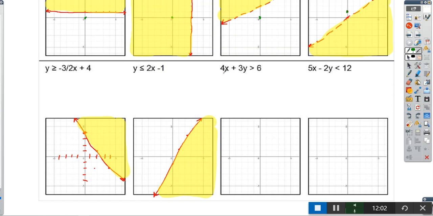So let's do that. The first thing I'm going to do is subtract 4x from both sides. So when I subtract 4x from both sides, I will get 3y is greater than 6 minus 4x. All right, divide by 3. And remember, we have to divide everything by 3, not just part of this side. So I get y is equal to 2 minus 4 thirds x. All right, so now we're ready to make our boundary line.